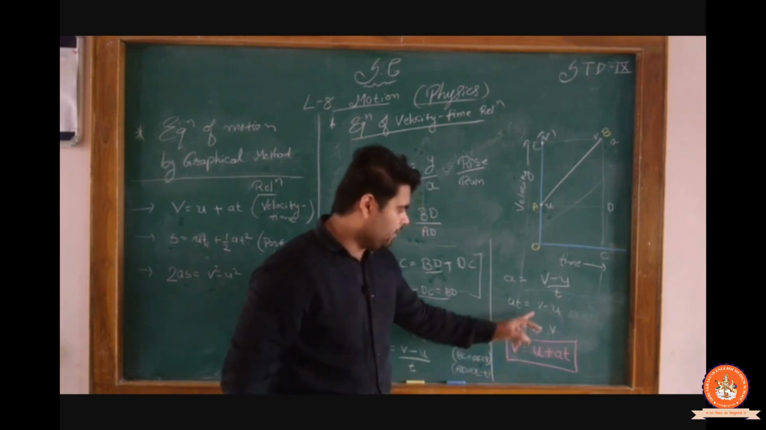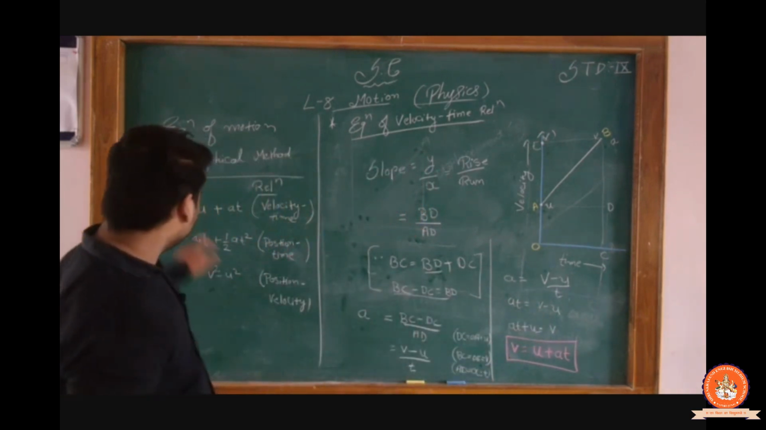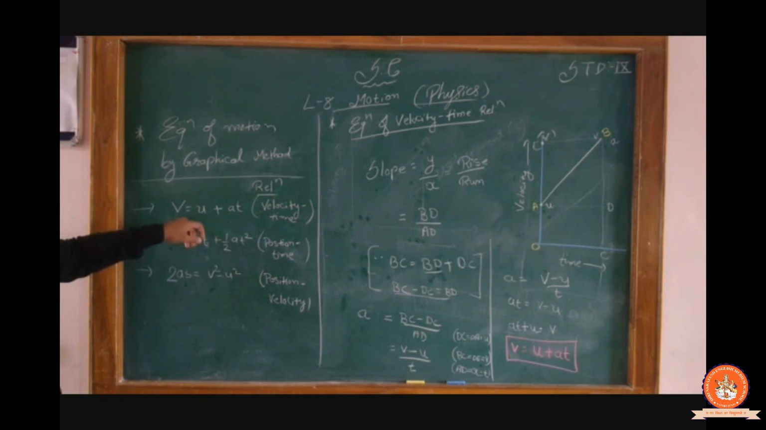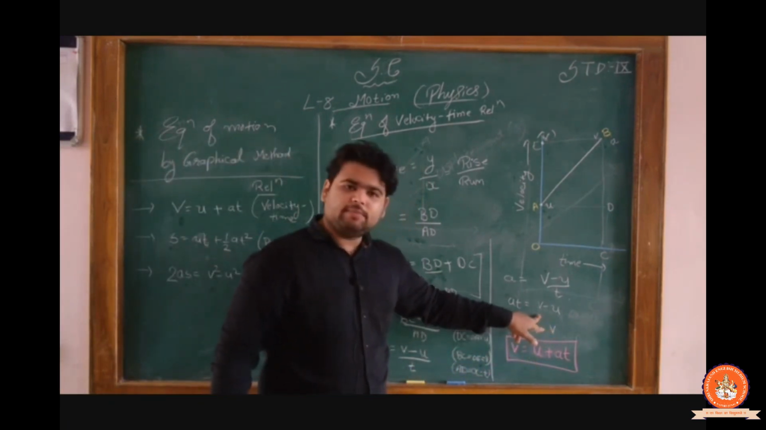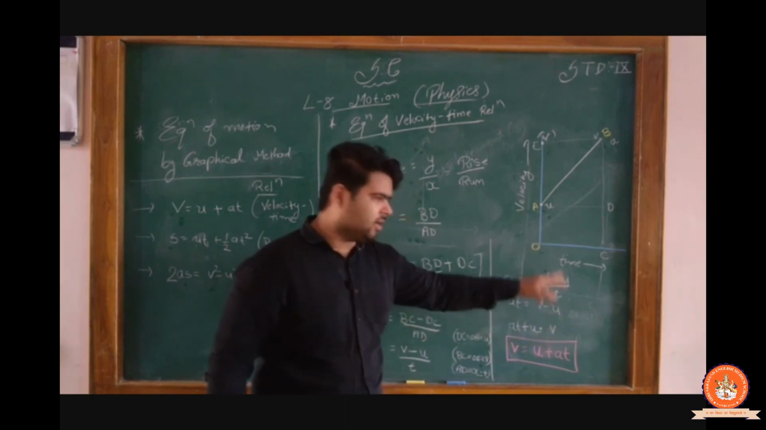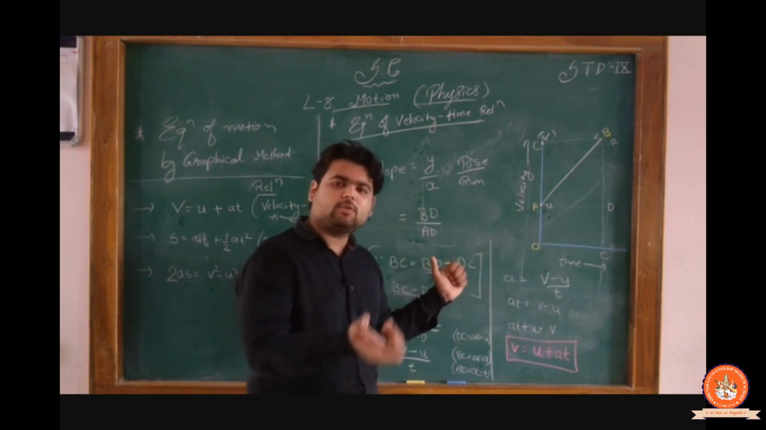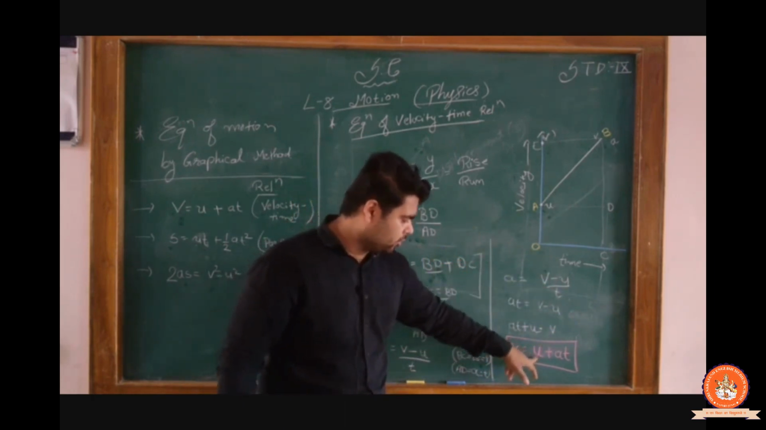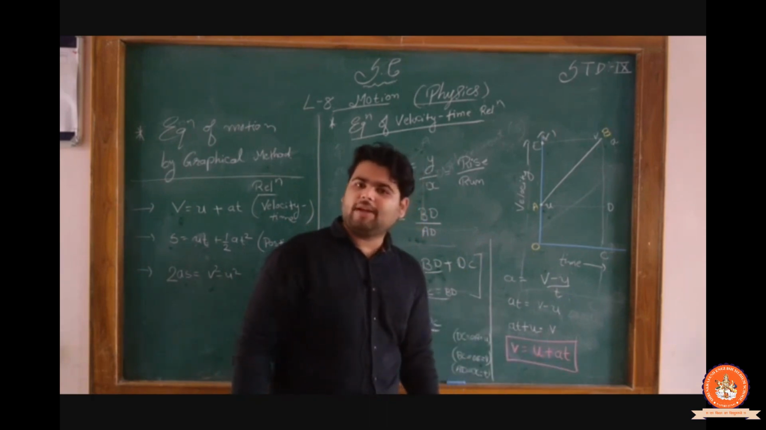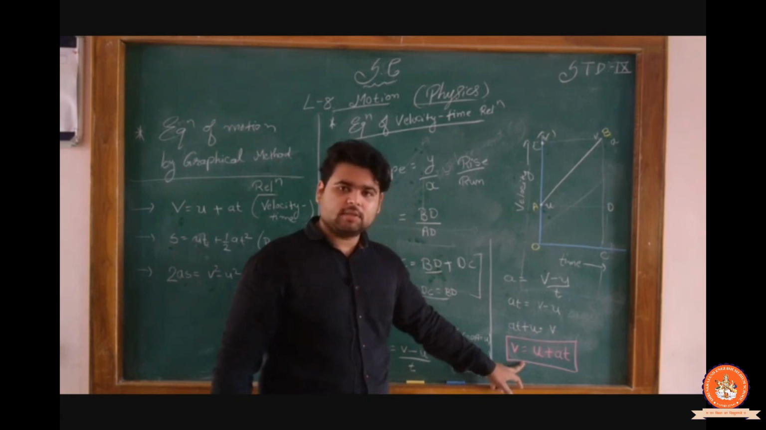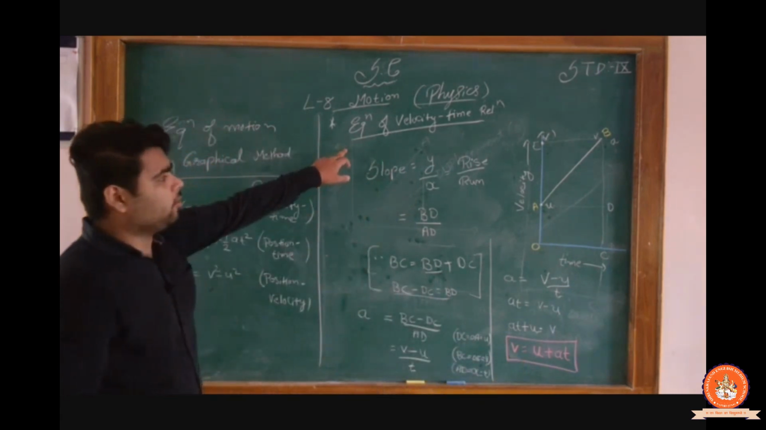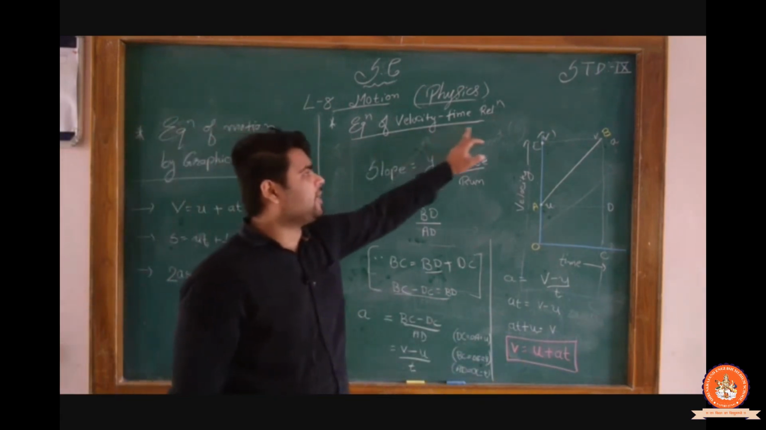Clear, bacha party? But what we want in the final equation is the velocity-time relation. So v equals u plus at. We make v the subject here, and u comes to this side, so minus becomes plus. So v equals u plus at, and this is our final equation.